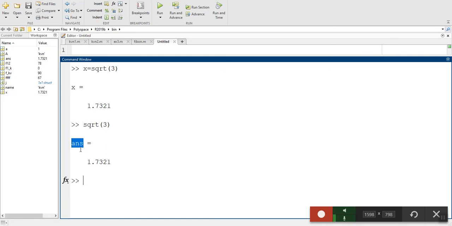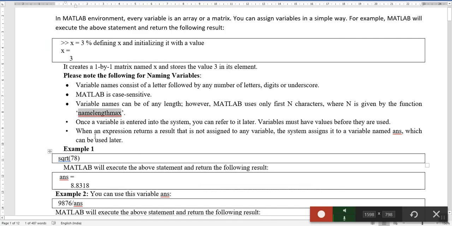Ans is the answer of the previous result. Here we have not assigned any variable, that is why you got ans. That is the next point. This is the last: when an expression returns a result that is not assigned to any variable, the system assigns it to a variable named ans, which can be used later.